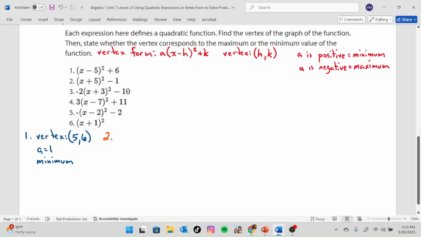Number 2, the vertex is going to be at the coordinate -5, -1. The A term, we do not see a number in front of the parentheses, so it is understood to be 1. Again, since this is positive, the graph will open up. The vertex will be at the bottom of the parabola, so it represents the minimum.